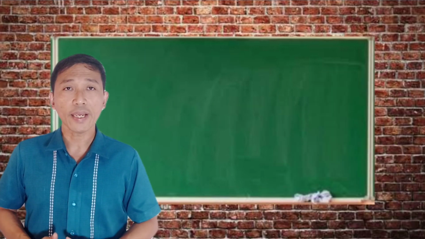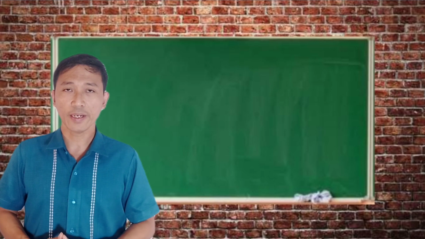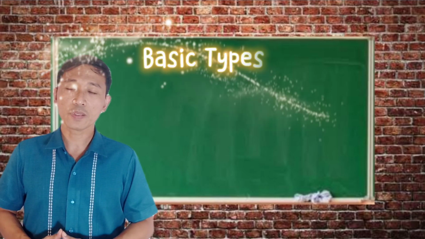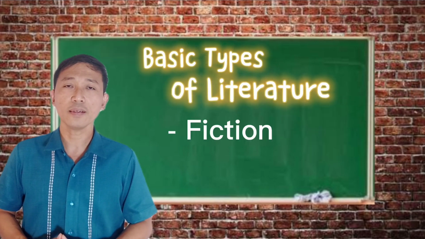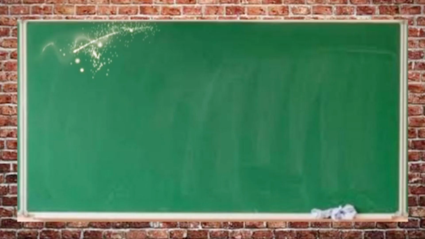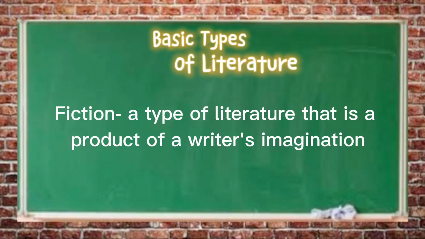There are a number of ways that literature is classified. The most basic types of literature are fiction and non-fiction. Fiction is a type of literature that is a product of a writer's imagination. It can be inspired by actual or completely made-up events.